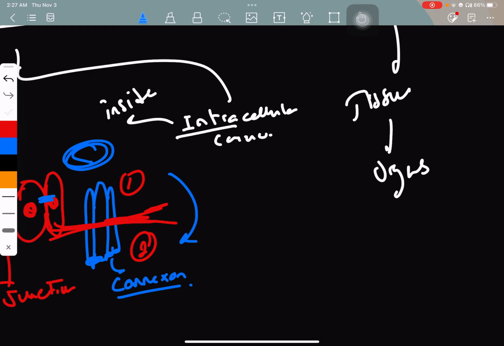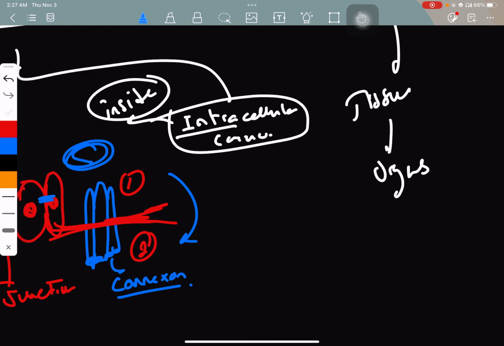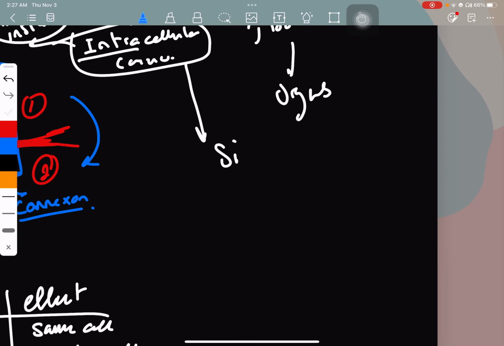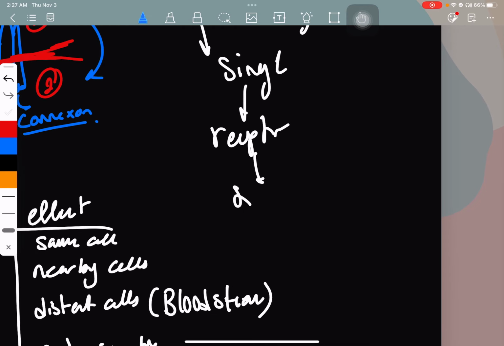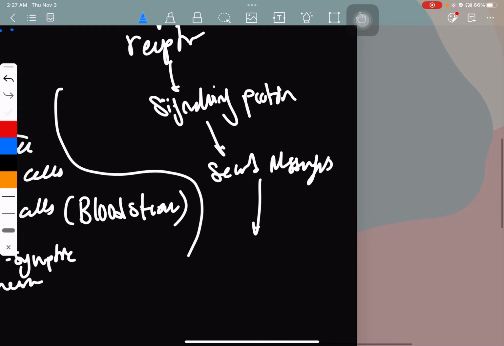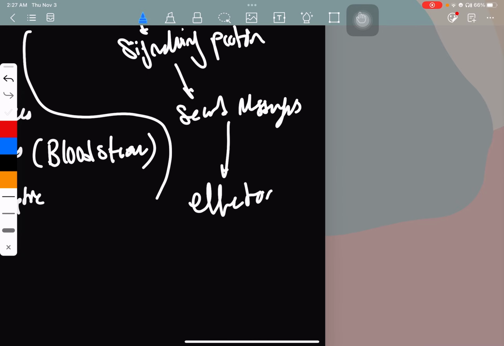The second thing that we can talk about here is the inside, so this is your intracellular response. There's a lot of detail that goes into the intracellular responses, so we're not going to go over all of it in this video, but it's very important to understand there's a signal, then there's a receptor, then there is a signaling protein. The signaling protein turns on your second messengers, and then your second messengers turn on your effectors. Those effectors do the response.